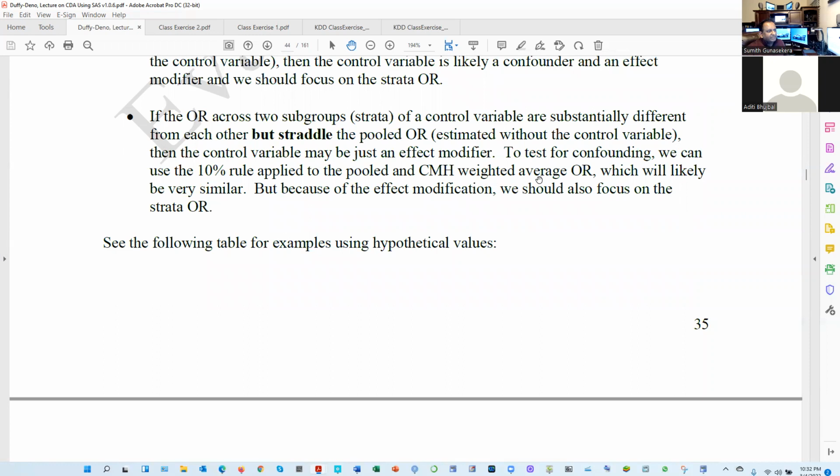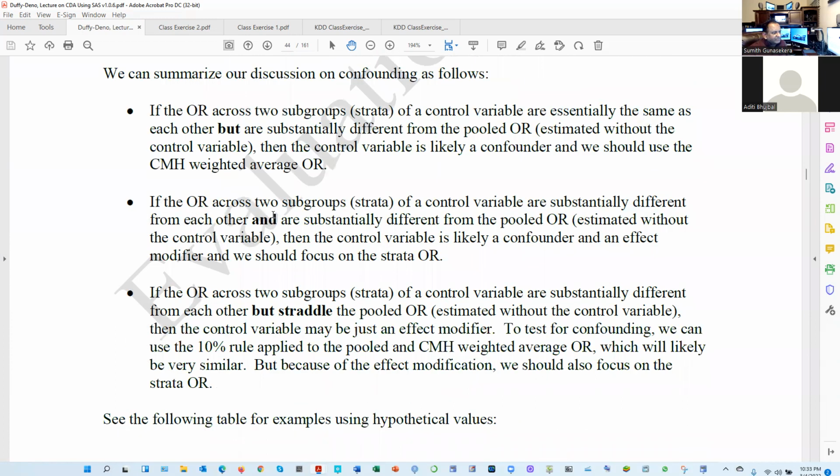Pooled and weighted average. For the test for confounding, we can use the 10% rule applied to this one, which might be very similar. But yes, if the OR across two subgroups of a control variable are substantially different from each other and are substantially different from the pooled OR without the control variable, then the control variable is likely to be a confounder and effect modifier. We should focus on the stratified OR.